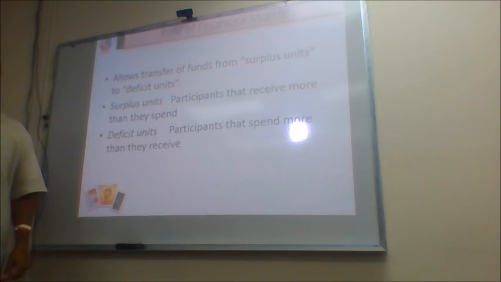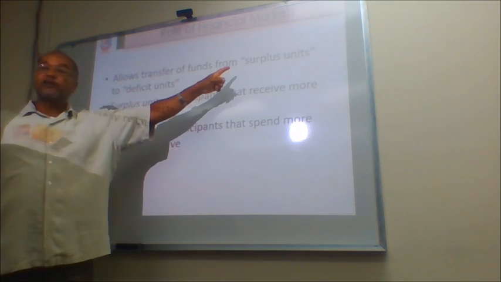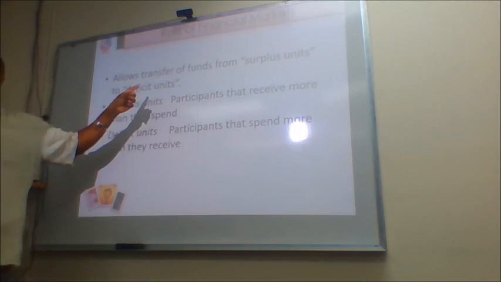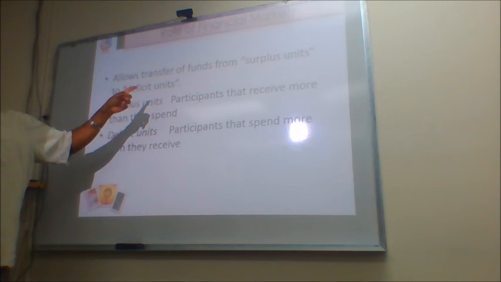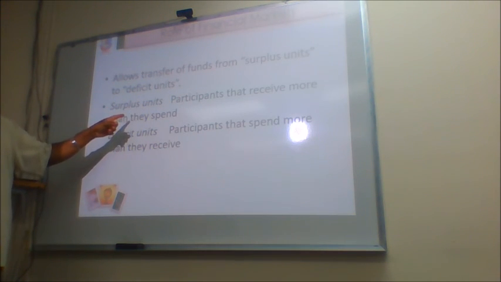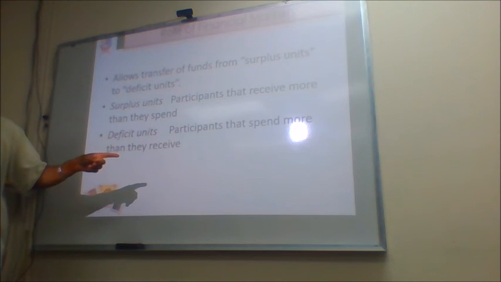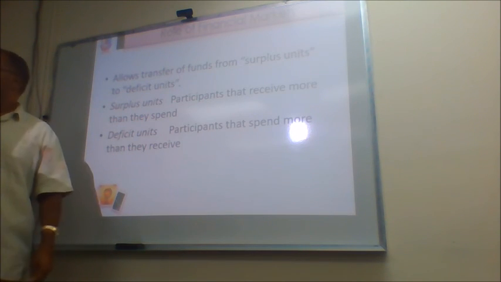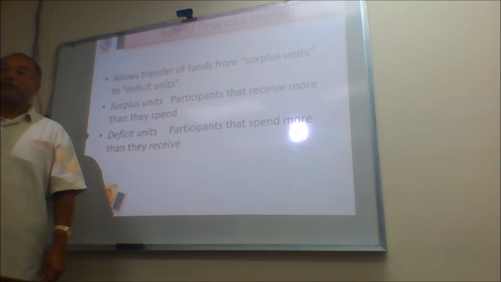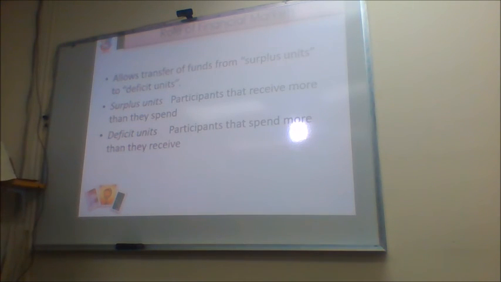So, the role of the financial markets: it allows the transfer of funds from surplus units to deficit units. Okay? Make sense? Surplus units are participants that receive more than they spend, and deficit units are participants that spend more than they receive. We are always somewhere in there. We are not fixed one way or the other. Right? We talked about the surplus units and so forth. Okay?